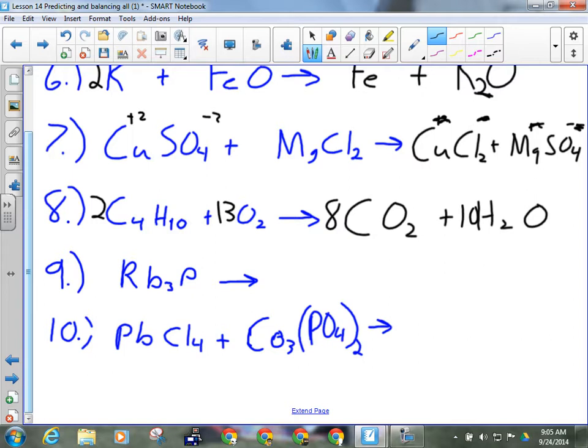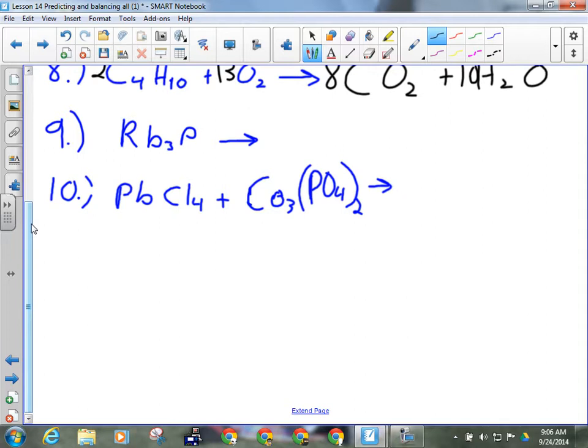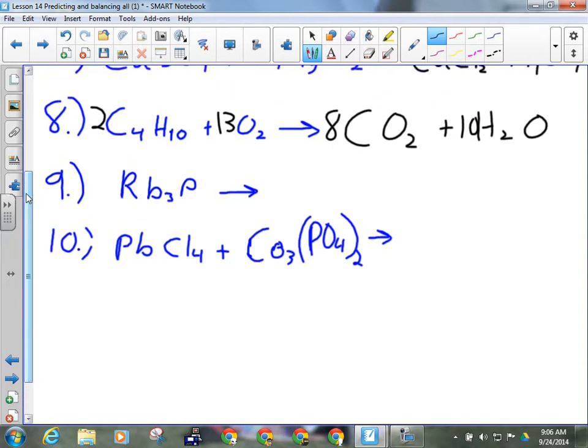Okay, is that one all right with everybody? Okay, other than having a couple of strange balancing rules, combustion reactions should be pretty easy, because the products are always the same. All right, for number 9, I have rubidium phosphide all by itself.